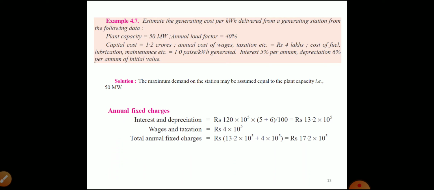Capital cost is how much? 1.2 crores, that is equal to rupees 120 into 10 to the power 5. Into 5 plus 6, meaning interest plus depreciation charges, that is 11%, is equal to 13.2 into 10 to the power 5 rupees. Wages and taxation is given as rupees 4 into 10 to the power 5. Total annual fixed charges is the addition of these, which gives us rupees 17.2 into 10 to the power 5.